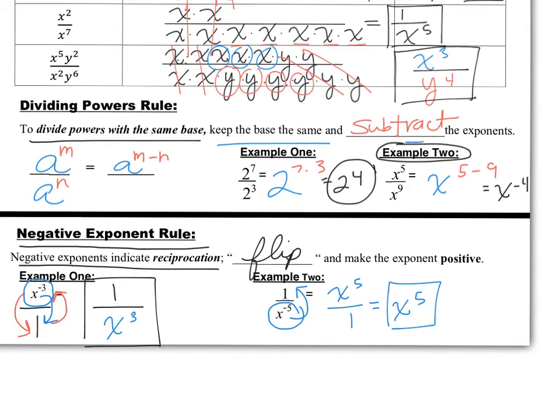So going back to example 2, remember we have x to the negative 4th power. So if I want to simplify that, x to the negative 4th power over 1, I'll flip and make the exponent positive, so we end up with x to the 4th power on the bottom and 1 on the top, and that's our answer.